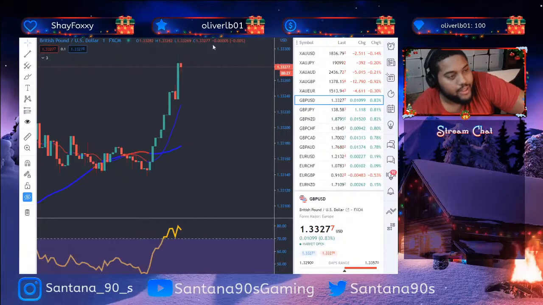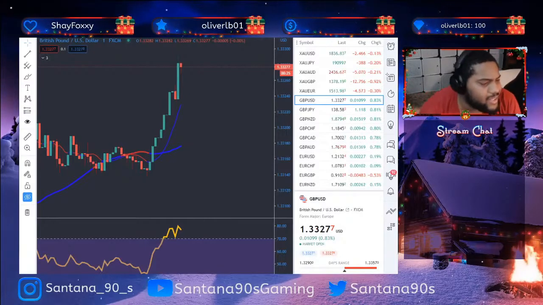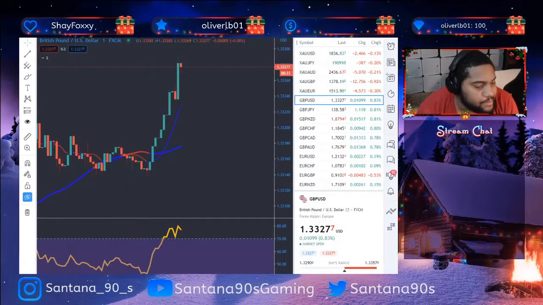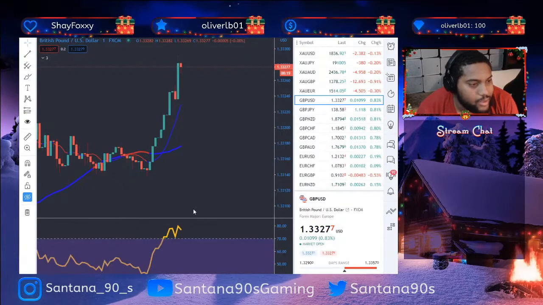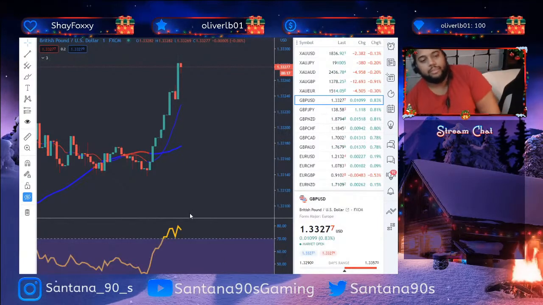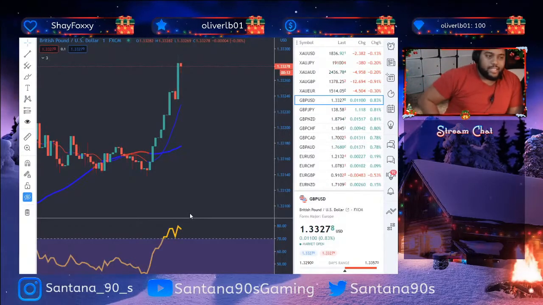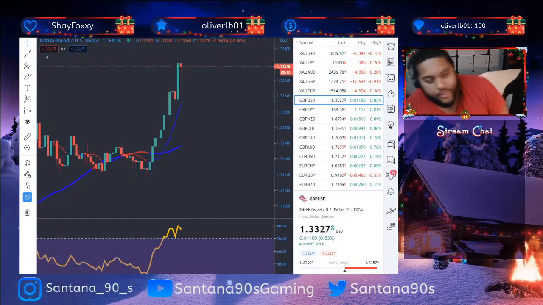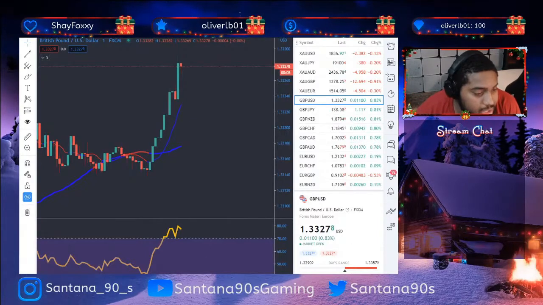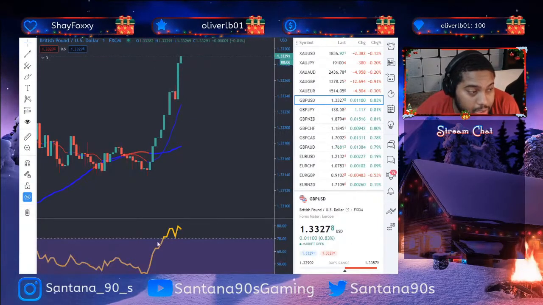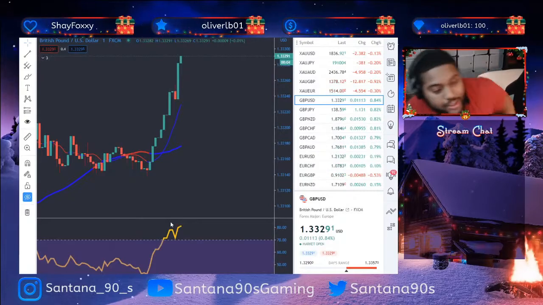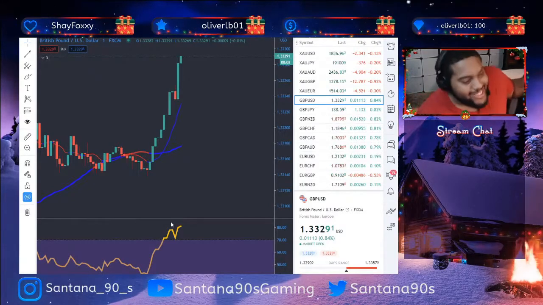There's different lot sizes. I don't have my MT4 up right now to show you how it looks. But you could buy different lot sizes. There's standard lot size, mini lot size, and stuff like that. You should download MetaTrader 4, Oliver, and start practicing this. You're my boy. I'll teach you some of this stuff.